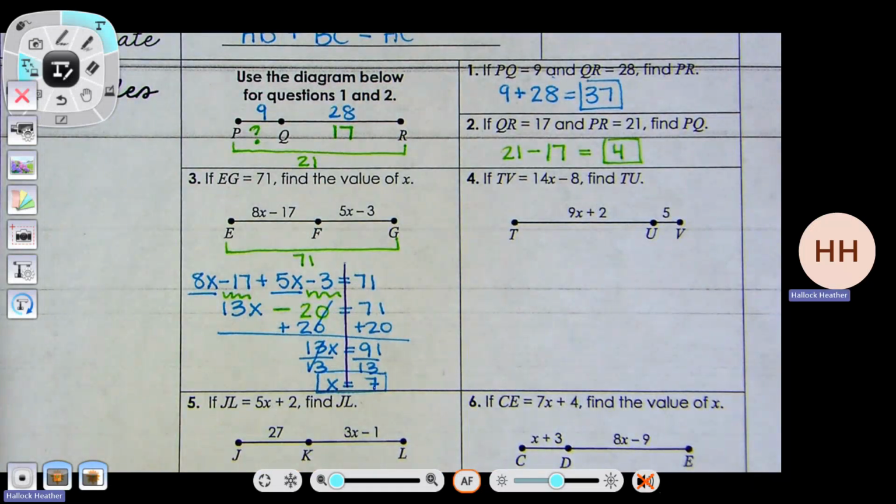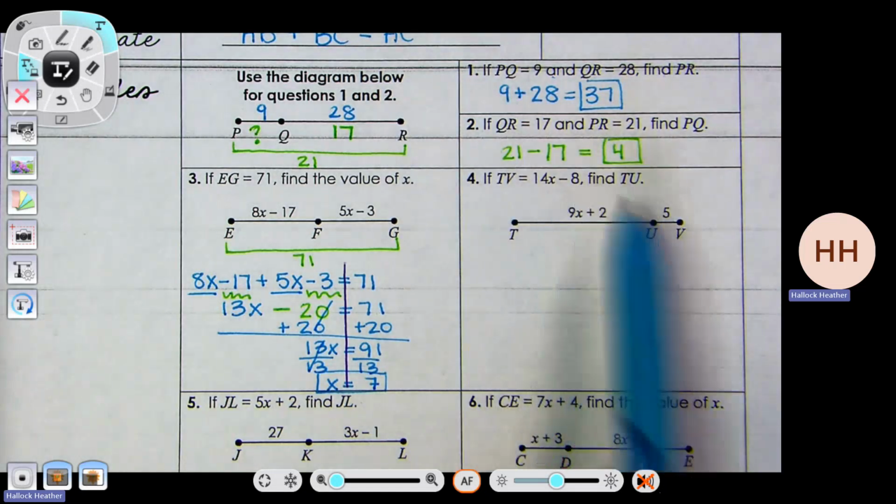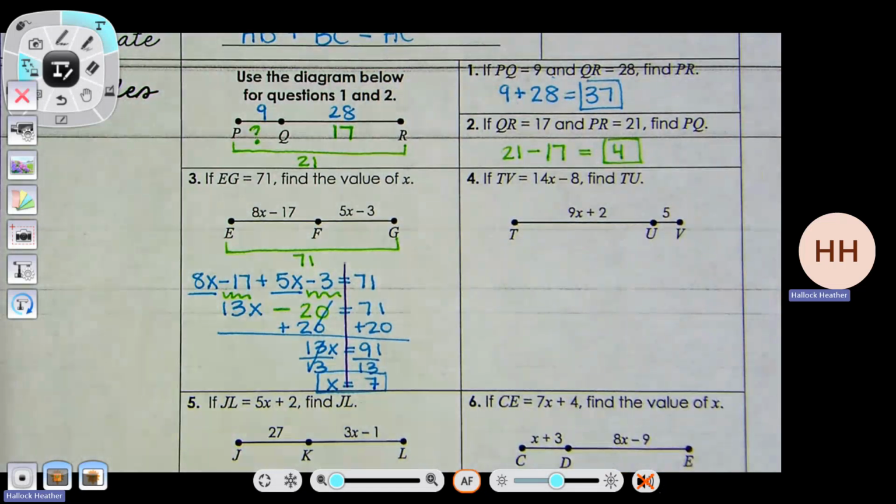So try number 4. Take the information from the directions and put it in your picture. And then you're going to have to write an equation to solve. Piece plus piece equals the whole thing.